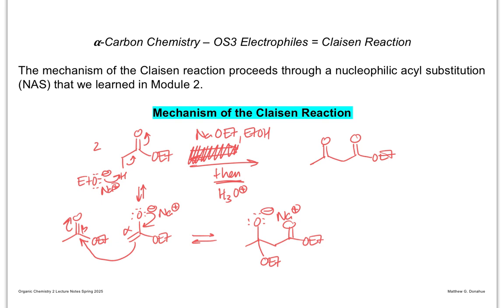Notice at that beta carbon, the oxidation state decreased. It went from 3 to 2. And now it has a good leaving group. So nucleophilic addition, now an elimination. We reform the pi bond, and then what leaves? Ethoxide. So that's fine because that's what we're running the reaction in. So that might look like the final product.